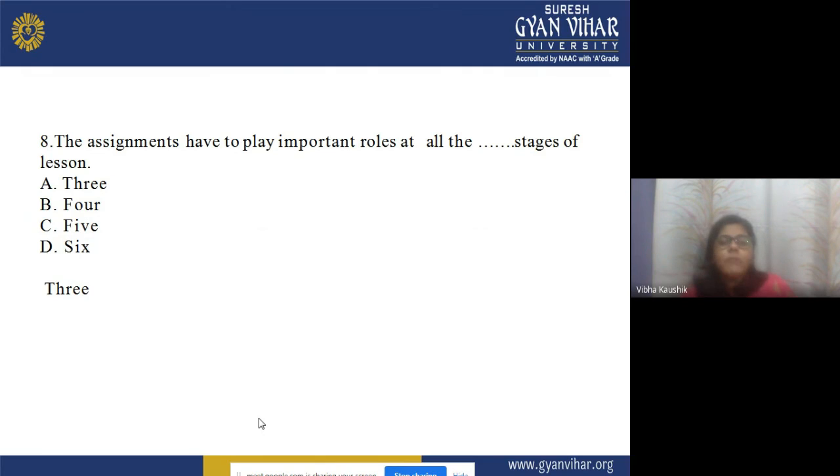The assignments have to play important roles at all the dash stages of lesson. Now the options are A 3, B 4, C 5, or D 6. Means the assignments have to play important roles at which stages of a lesson plan. So the correct answer is option A, that is all the three stages of the lesson plan. Means at the planning, at the developing of the lesson plan and at the end of the lesson plan.